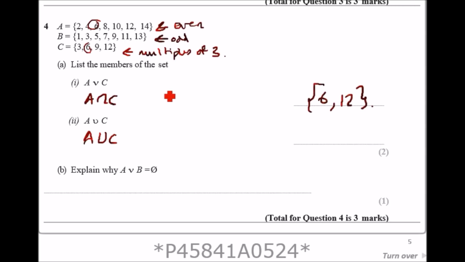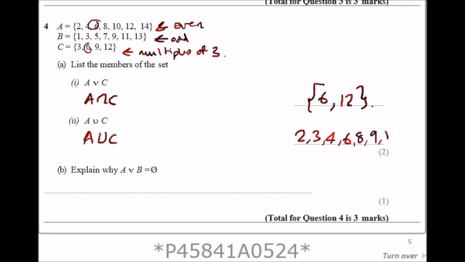Now for the union, the union of A and C is every single element in A and every single element in C. So let's have a look. Every single element in A would be 2, 4, 6, every even number, and every element in C is this. So let's write them out in order. So we got 2, 3, 4, 6. What else do we have? We have every single guy. So we got 8, 9.